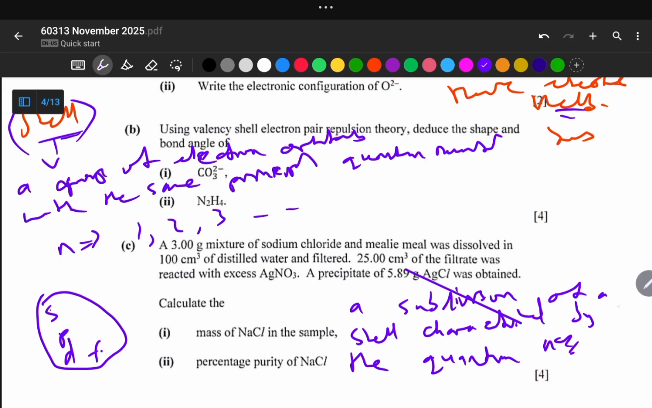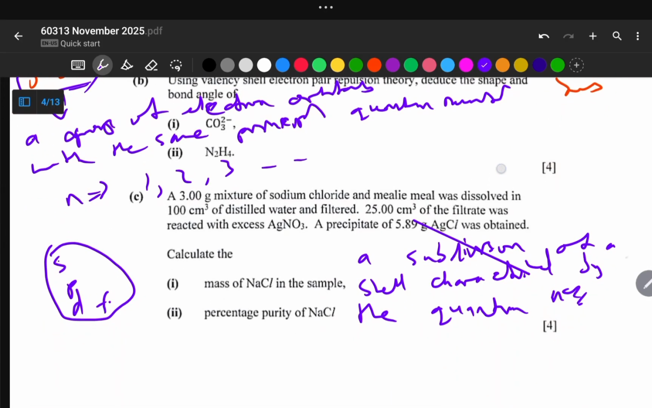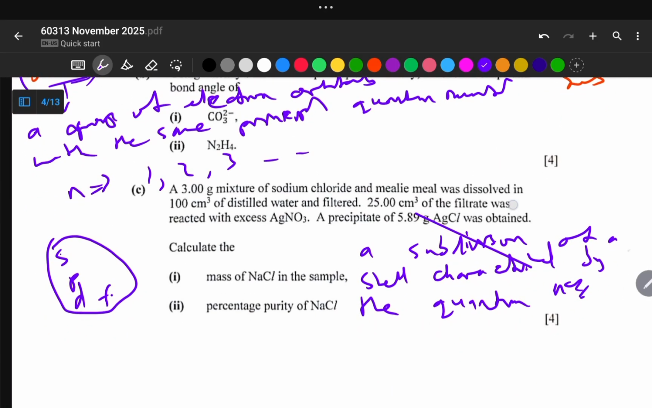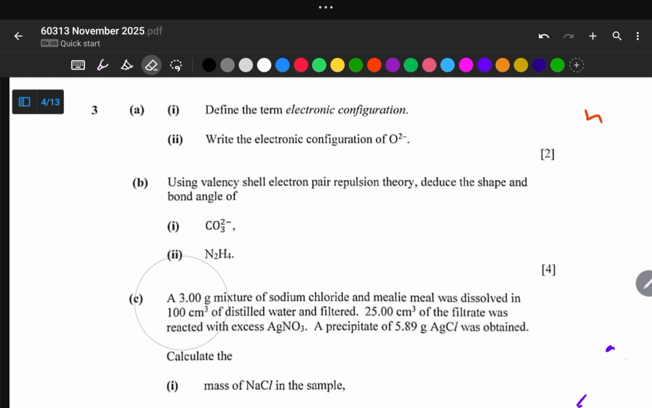And then we lastly go on to the orbital. Orbital is defined as the region in space where we have the highest probability of finding an electron, right? So in the orbitals, we have the regions where we have the maximum probability of finding an electron, right? So these are the definitions. So you should familiarize yourself with these definitions, right? So the next part of the question says write the electronic configuration of the oxide ion, right?